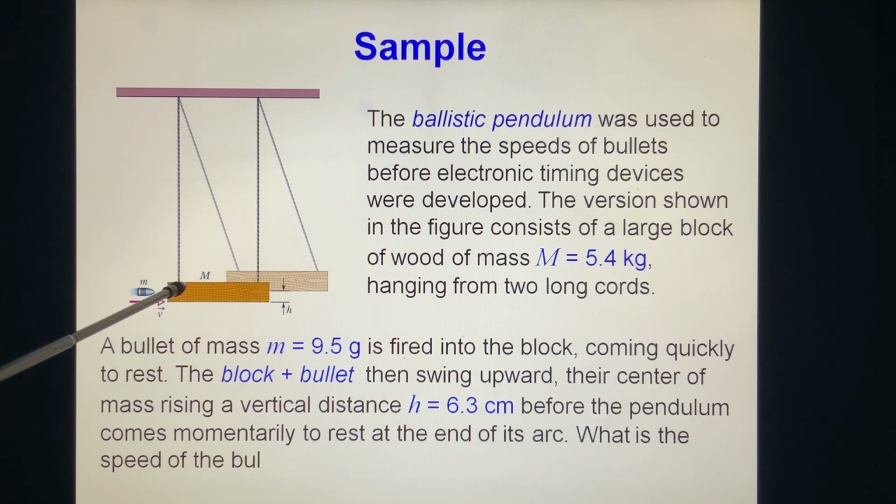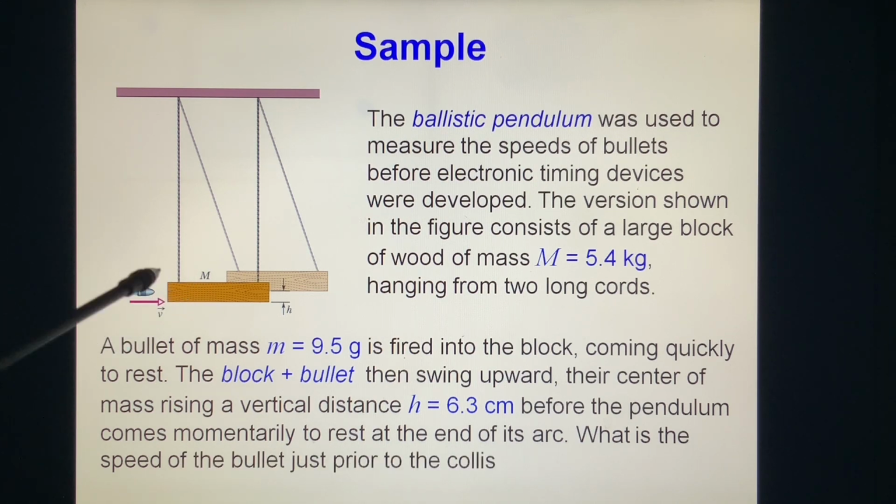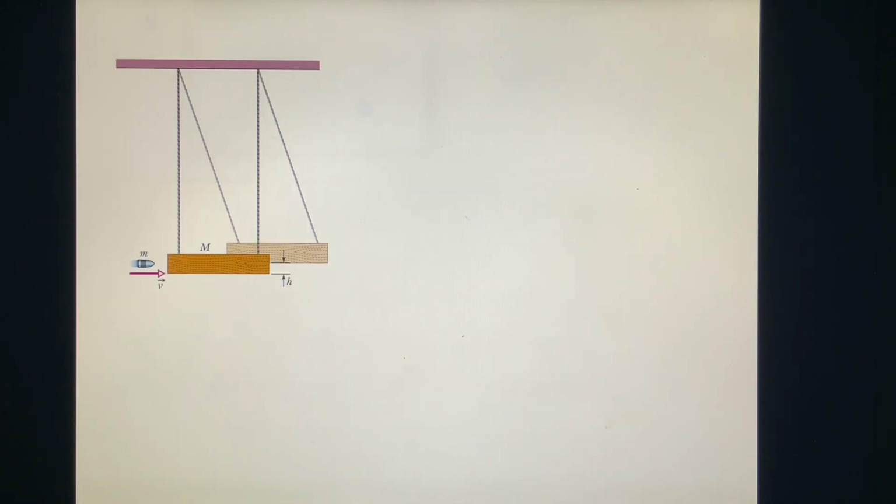The block and bullet then swing upwards, the center of mass rising a vertical distance h of 6.3 centimeters before the pendulum comes momentarily to rest at the end of the arc. What is the speed of the bullet just prior to the collision? Okay, that's just prior to the collision. Now, we think this one is much easier.